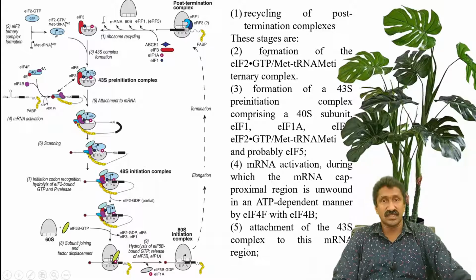So the second stage is the formation of a ternary complex including eukaryotic initiation factor 2, GTP, and methionine initiator tRNA. Now comes the formation of a 43S pre-initiation complex comprising a 40S subunit, eukaryotic initiation factor 1, 1A, eukaryotic initiation factor 3, etc. Then the eukaryotic initiation factor 2 GTP ternary complex, and probably eukaryotic initiation factor 5. So all these required additional factors will bind and form the complex.